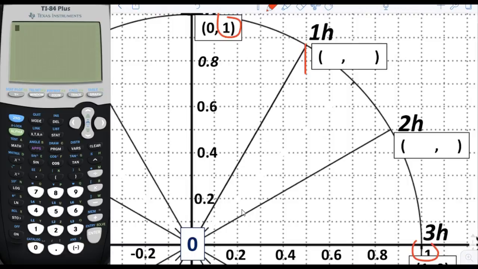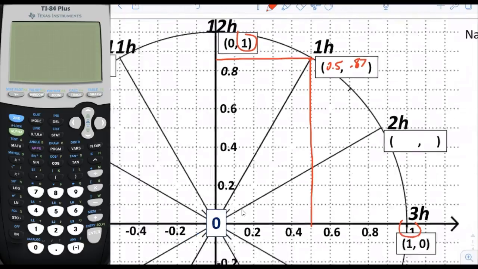So for this one here, it looks like the x-coordinate is exactly 0.5. The y-coordinate looks like it's between 0.8 and 0.9. I would say it's closer to 0.9 than 0.8, so maybe I would say 0.87.